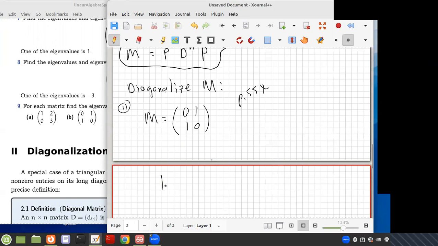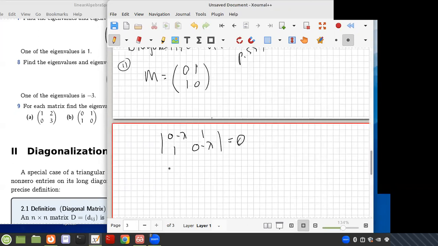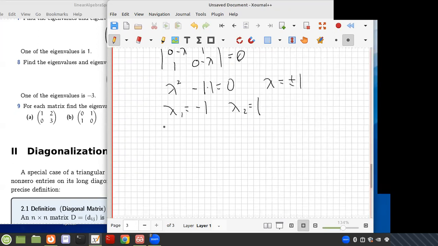Okay, so then we take the determinant of this matrix, 0 minus lambda, 1, 1, 0 minus lambda, equals 0, right? And then the characteristic polynomial is just lambda squared minus 1 times 1 equals 0. So the eigenvalues are lambda equals plus or minus 1. So we'll take lambda 1 equals the lower one, minus 1, and lambda 2 equals 1. Now I'll try to avoid making the mistake I did last time.